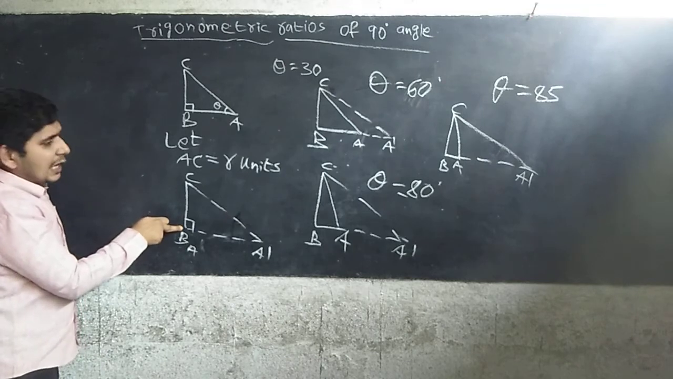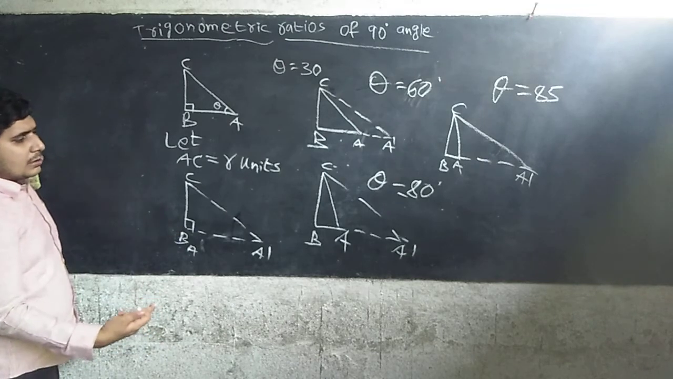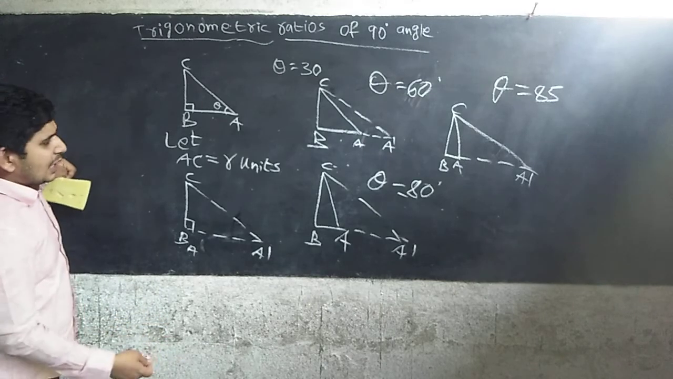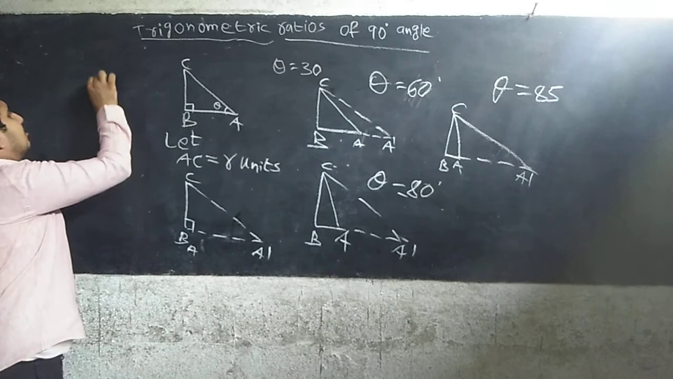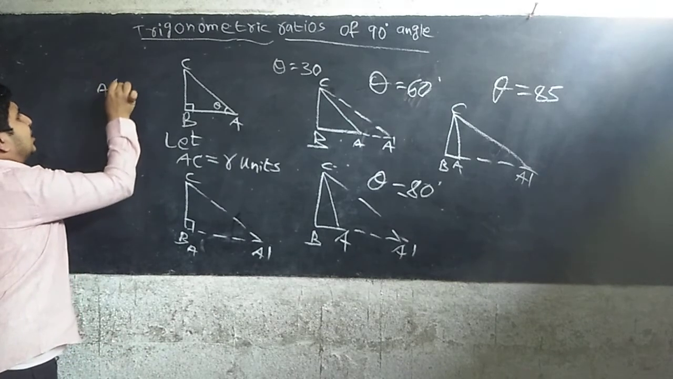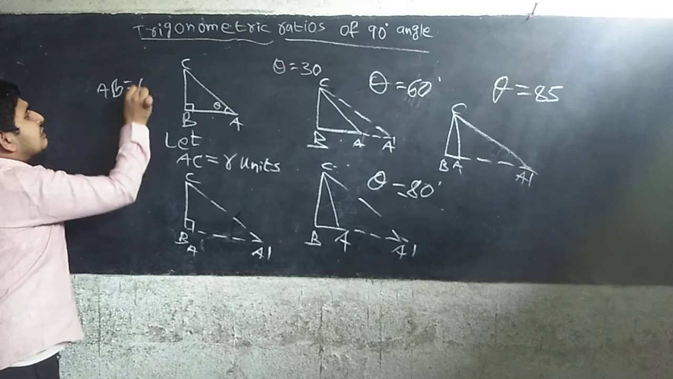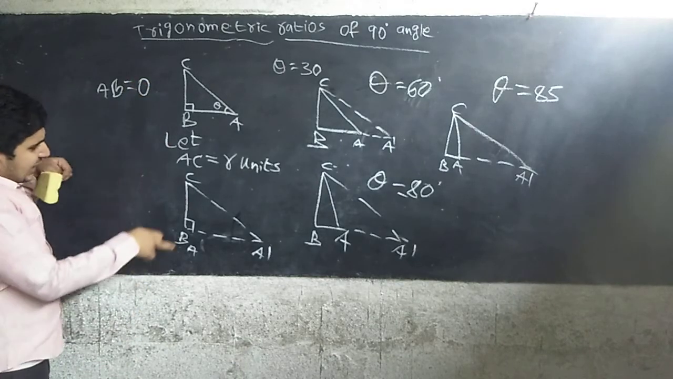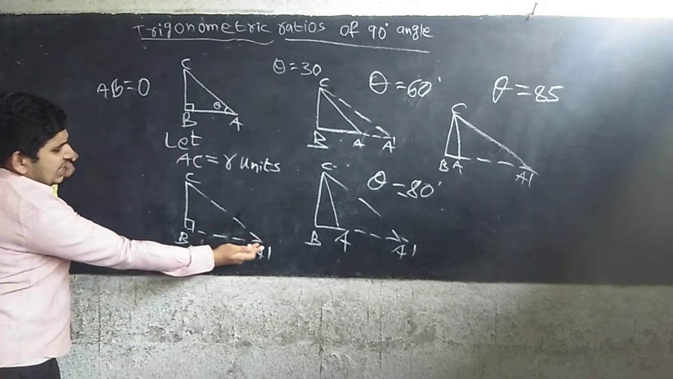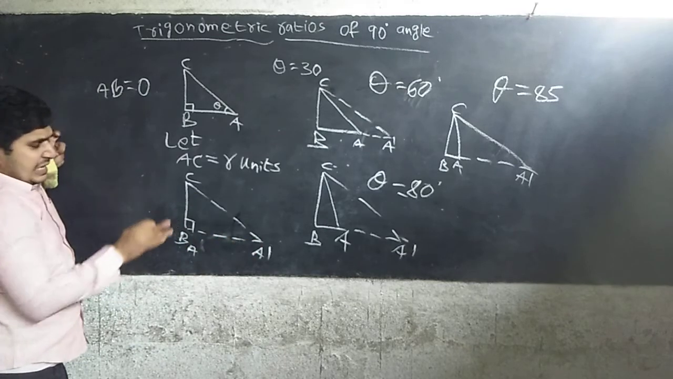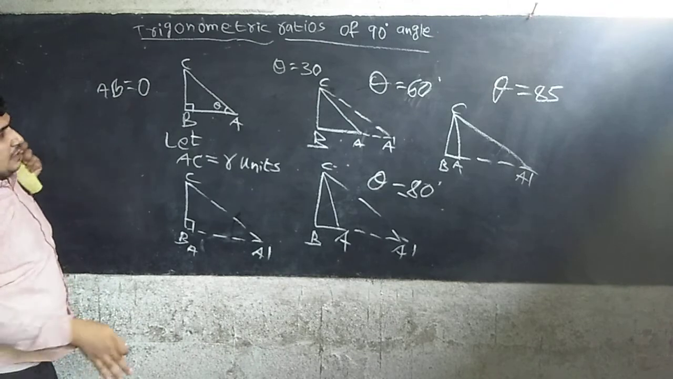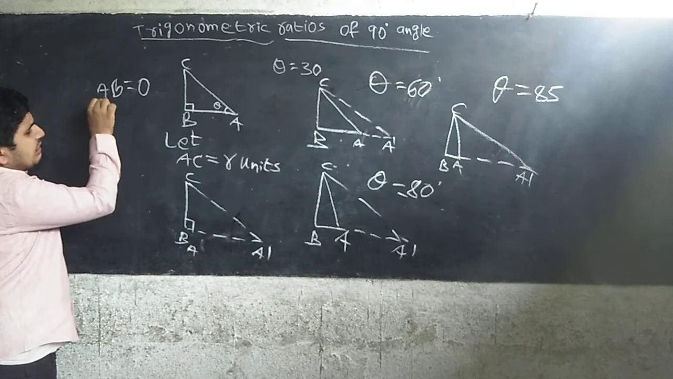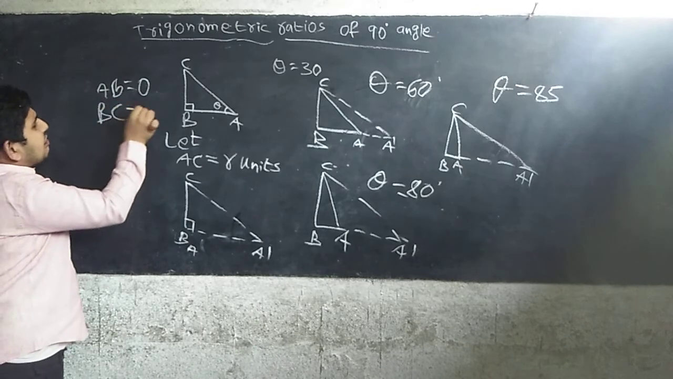So the length of the line segment AB equal to 0 units. And now AC. What is AC? AC is combined with the line segment BC. So BC equal to R units.